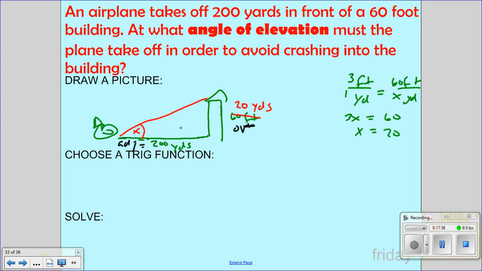So that means, again, we're going to use tangent. Hint, hint, wink, wink. But we're looking for the angle. So tan of x is going to equal 20 over 200. Now, if you remember from yesterday's unit, or the last lesson, in order to find the angle, you have to use inverse trig. Now finish the problem.